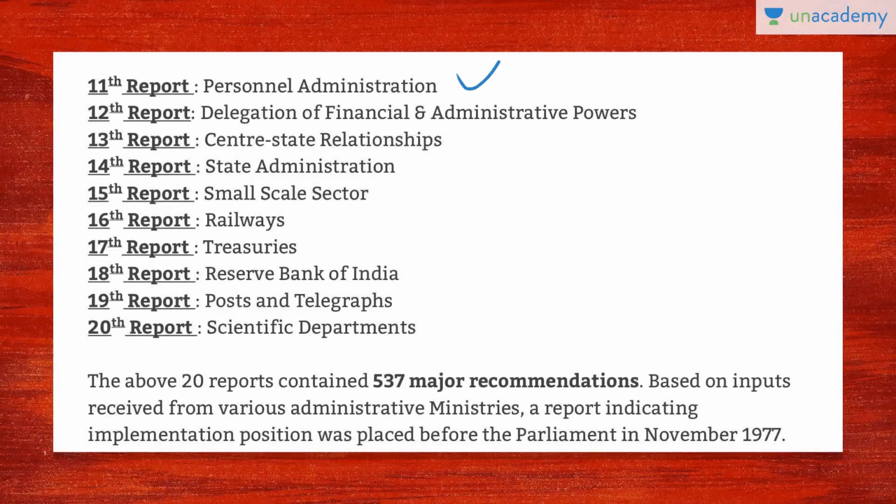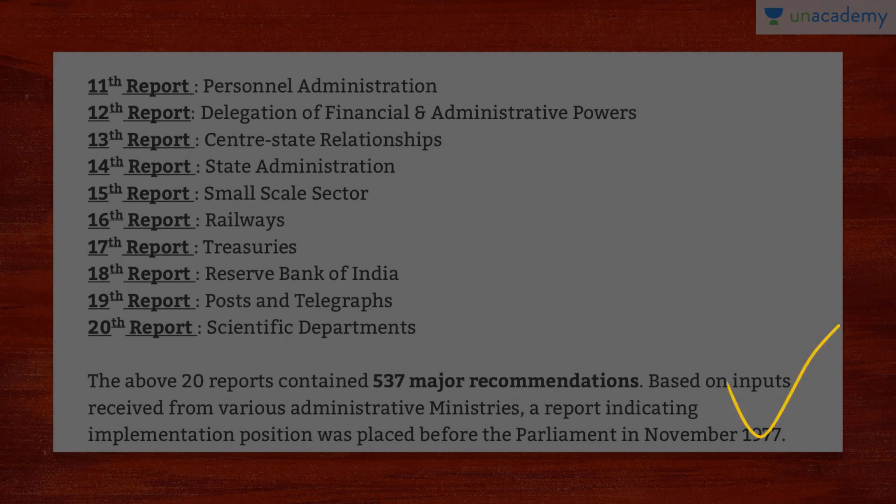The 11th report was related to personnel administration, then delegation of financial and administrative power, center-state relationship, state administration, small-scale sector, railways, treasuries, RBI, post and telegraph, scientific departments. So these 20 reports overall took around 10 years for compilation, and they contained 537 major recommendations. Based on the inputs received from various administrative ministries, a report was prepared indicating the implementation position, and it was placed before Parliament in November 1977, 11 years after the formation.